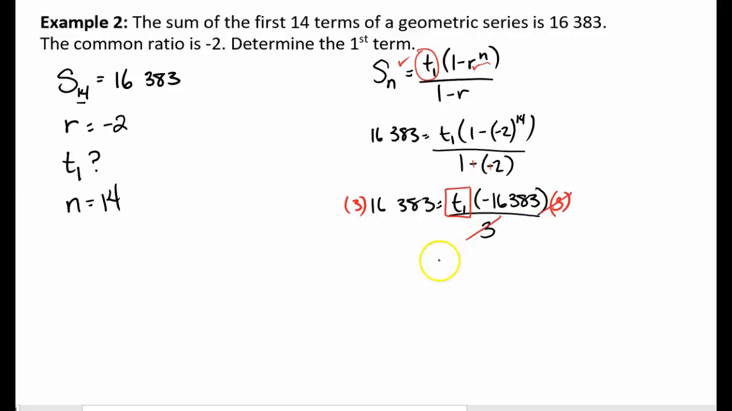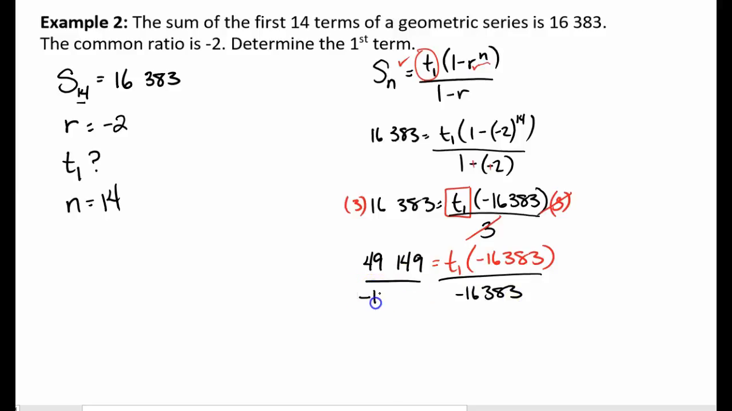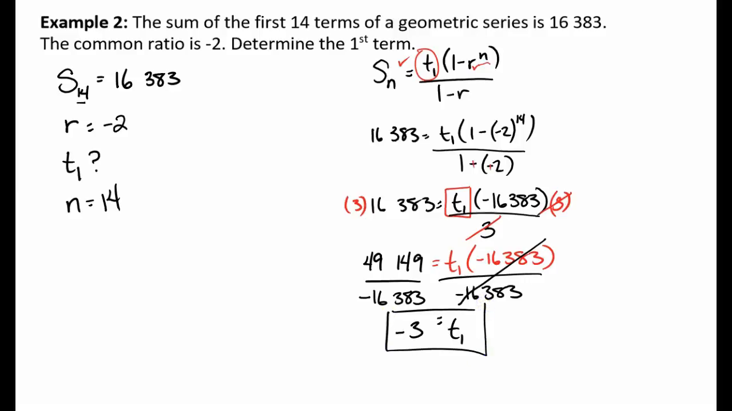Okay, so 3 cancels out, leaves me with term 1 times -16,383. And on my left-hand side, I am left with 49,149. From here, I'm going to divide by -16,383. And the reason I divide by -16,383 is because it is currently multiplying, so opposite operations. And I finally result with term 1 equals -3. And there we go. So that's how we solve backwards.